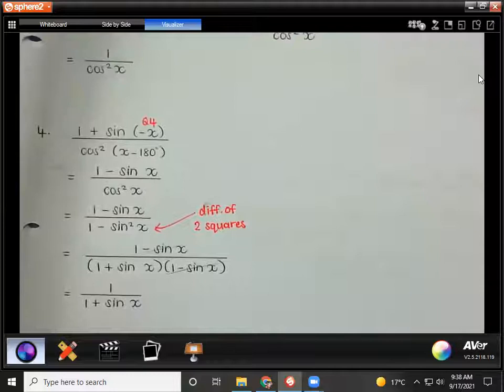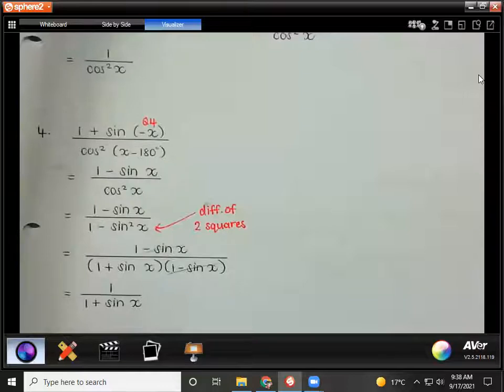Alright guys, you can see there negative x is in the fourth quadrant and sine is negative in the fourth quadrant. So this plus sine negative x will become plus negative sine x. Alright, so I just changed the plus to a minus from the start there. Sine is negative in the fourth quadrant, so it has to become minus.